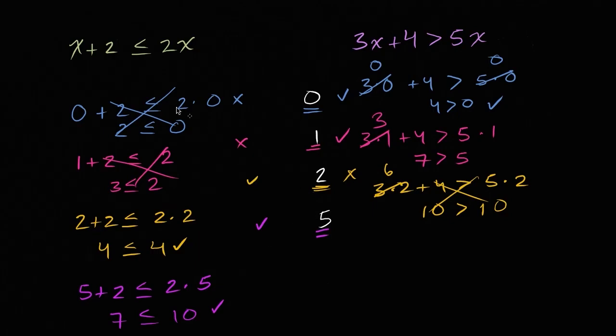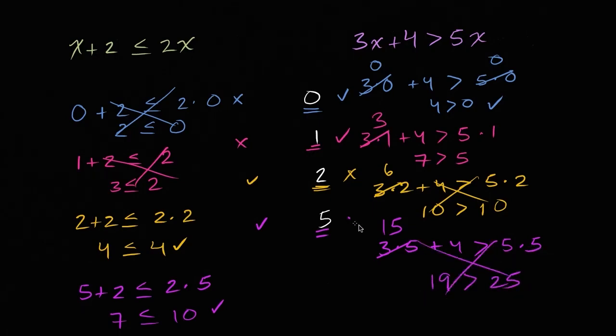We're just testing out a few numbers. For this left one, 0 and 1 didn't work, 2 and 5 did work. This right one, 0 and 1 worked, 2 didn't work. Let's see what 5 does. In order for 5 to satisfy it, 3 times x, now we're going to try x being 5. 3 times 5 plus 4 needs to be greater than 5 times 5. 3 times 5 is 15. 15 plus 4 is 19. 19 needs to be greater than 25. It is not. So 5 does not satisfy this inequality right over here.